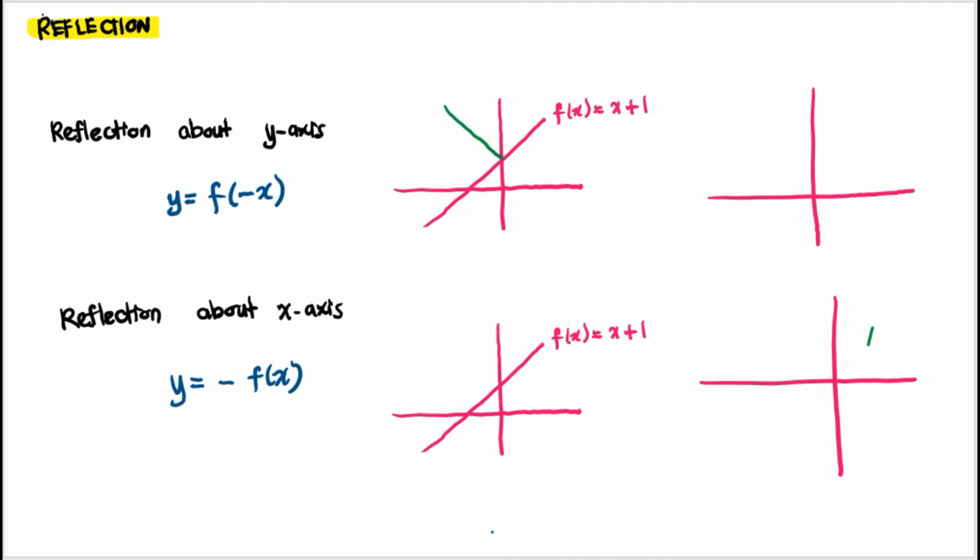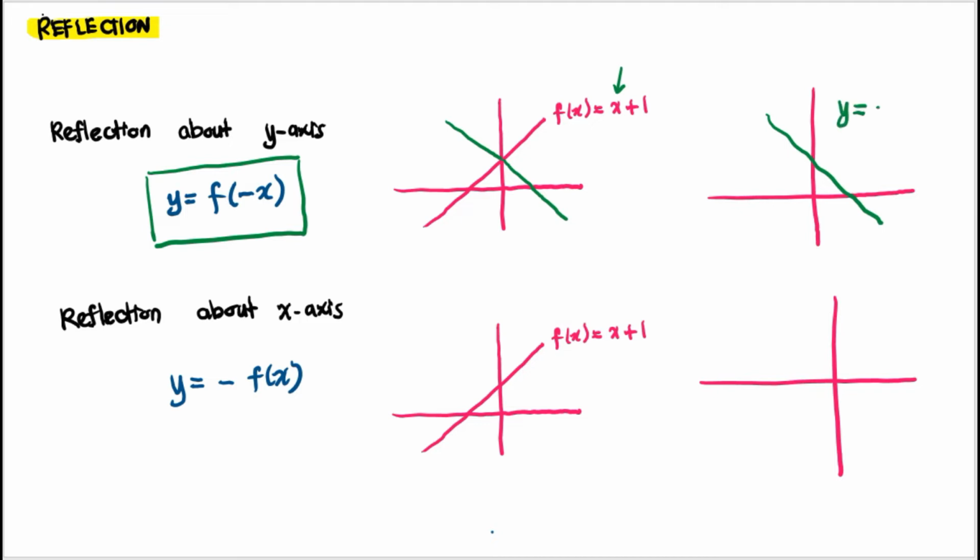So this is reflected about the y-axis, so we have something like this. This is our final graph. In this case, we have y equals f of negative x, meaning to say that the variable x inside f(x) is changed to a negative x, so negative x plus 1. All right, so that's the graph.